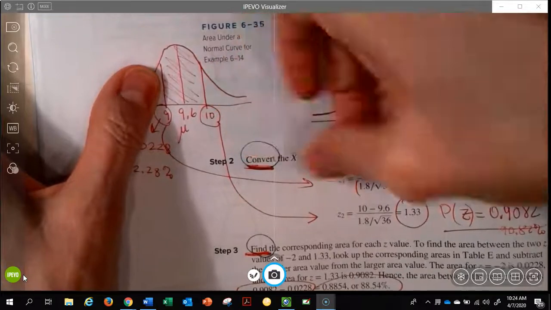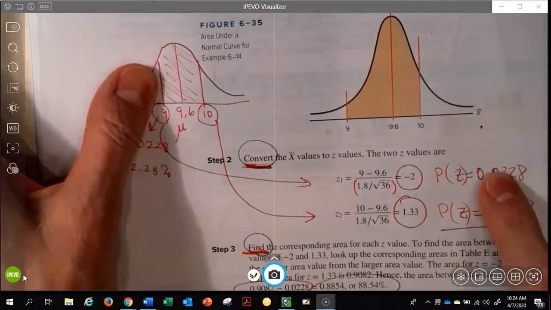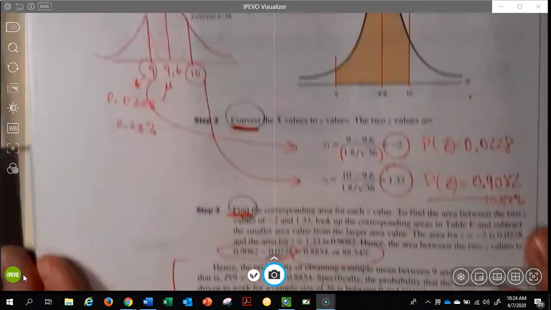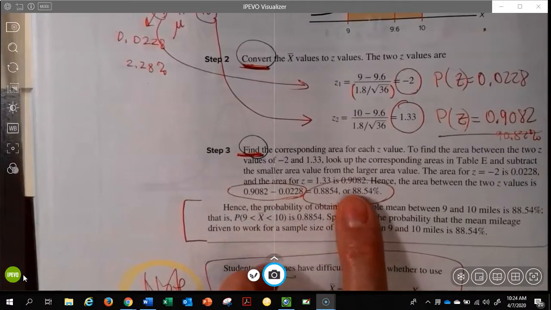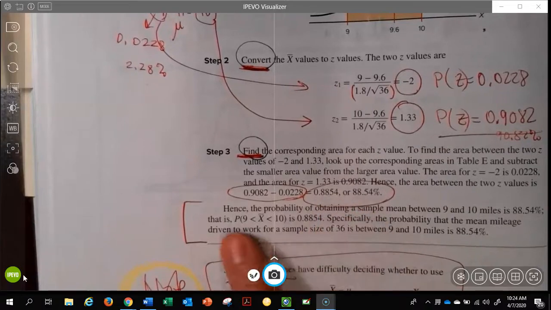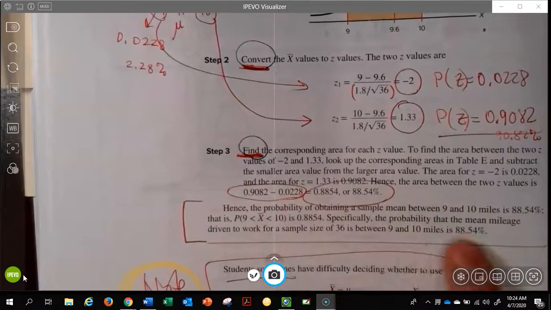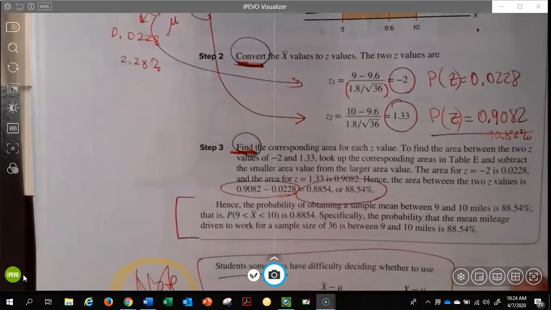So I'm going to take the probability here of my right side, this 90%, and I'm going to subtract off the 2%. They've already done that for us, and they're finding out that we get 88.54, this number first. If they want a percent, if they want a decimal, we can do both. And so then they start rewriting it and clarifying it in another paragraph.